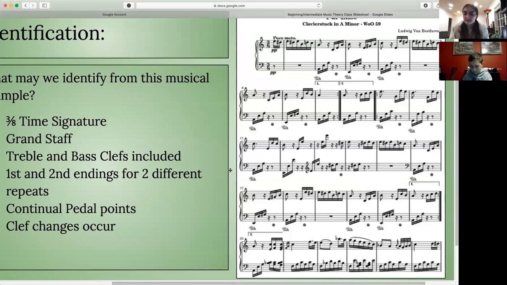So, would you like to identify anything? It's using a grand staff. Nice. It has a clef change, I see. And what measure is that? In measure 12, there's a clef change. Mm-hmm. There's first and second endings. And it has a lot of 16th notes. Yes.